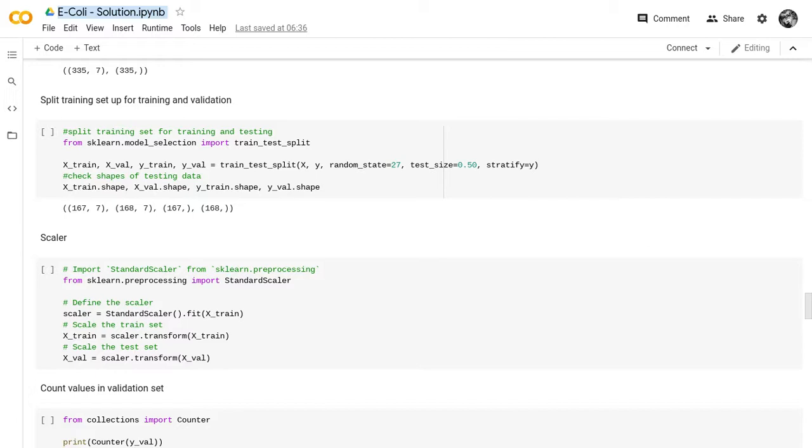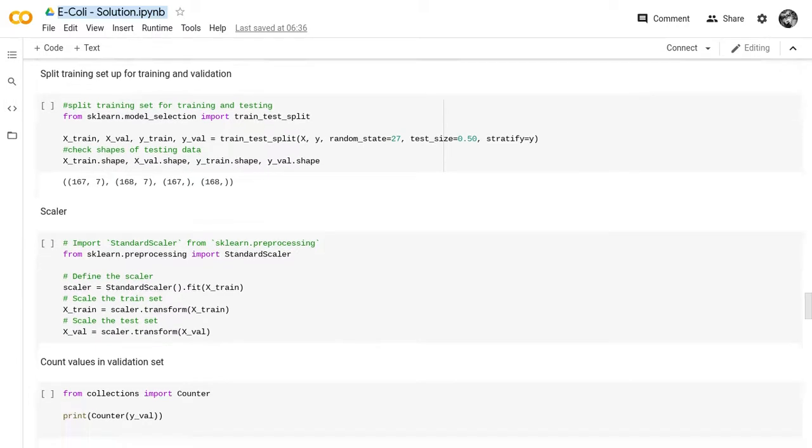Stratify: if you have a class imbalance, you're supposed to put stratify on yes, because that's supposed to help balance it out. And now what we want to do is check the shape of the x train, x val, y train, y val, and so you can see that we've checked the shape of it.